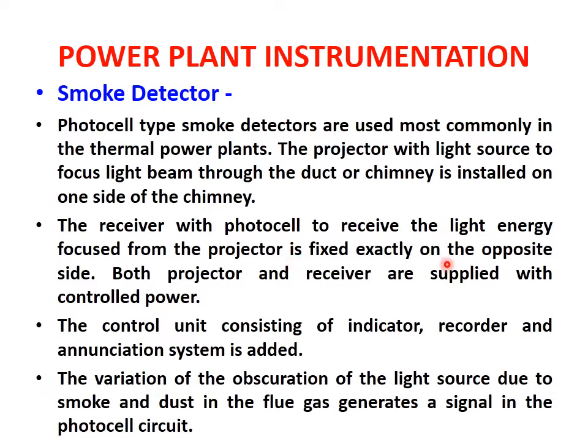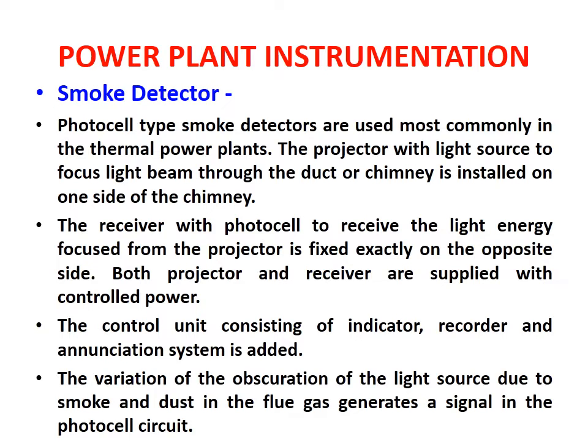The receiver with photocell to receive the light energy focused from the projector is fixed exactly on the opposite side, so that the receiver will directly capture the amount of smoke intensity. Both projector and receiver are supplied with controlled power. The control unit consisting of indicator, recorder and annunciation system is added. The variation of the obscuration of the light source due to smoke and dust in the flue gas generates a signal in the photocell circuit.